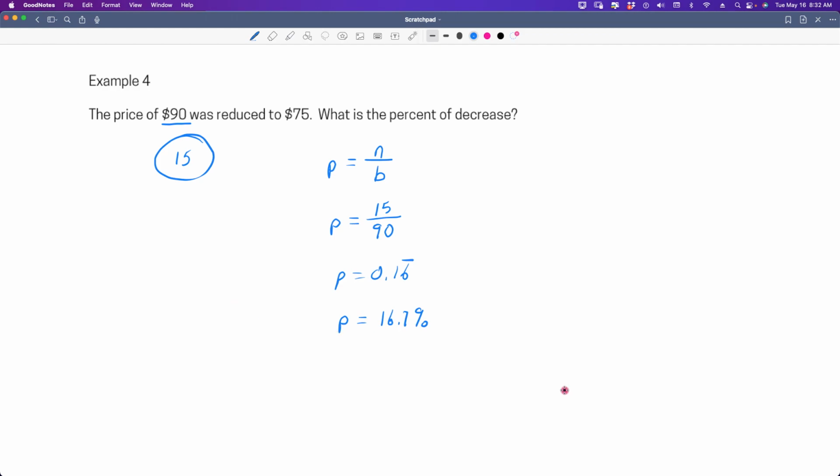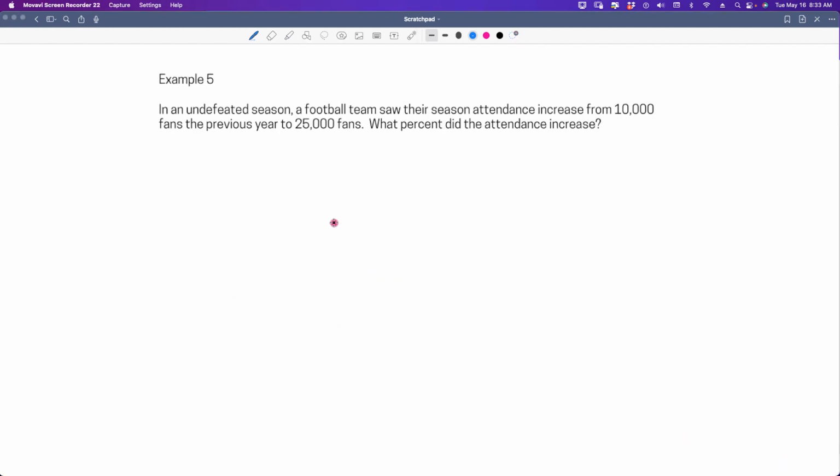So let's look at example 5. In example 5, in an undefeated season, a football team saw their season attendance increase from 10,000 fans the previous year, so that's our base, that's our B, to 25,000 fans the next year. So this is our new amount, right? What percent did the attendance increase? So we're looking for the percent of increase.